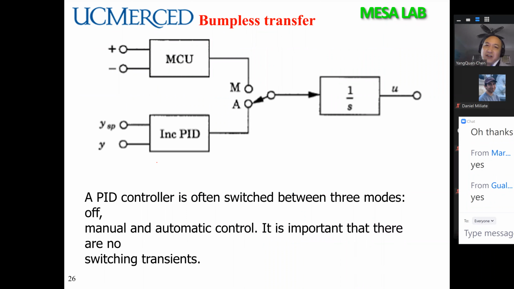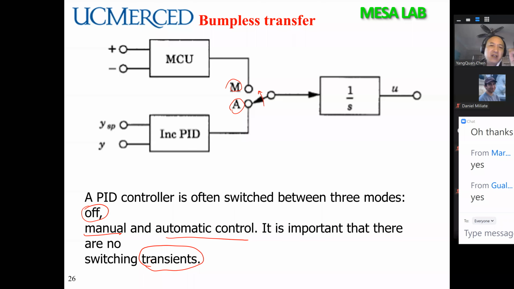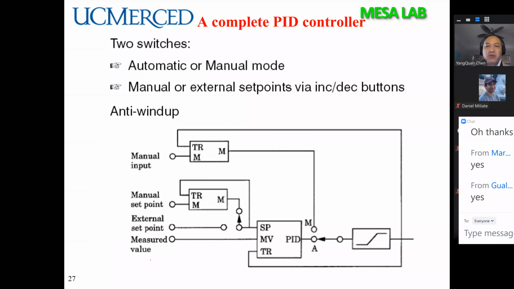Anyway, this is called bumpless transfer. This is called automatic mode. This is called manual mode. So when you have a system, this is what happens when you turn to manual mode, or from manual mode to automatic mode. So there are three modes: manual mode, automatic control mode, or off. We hope we are not going to introduce additional transients due to that. So this is called bumpless transfer.